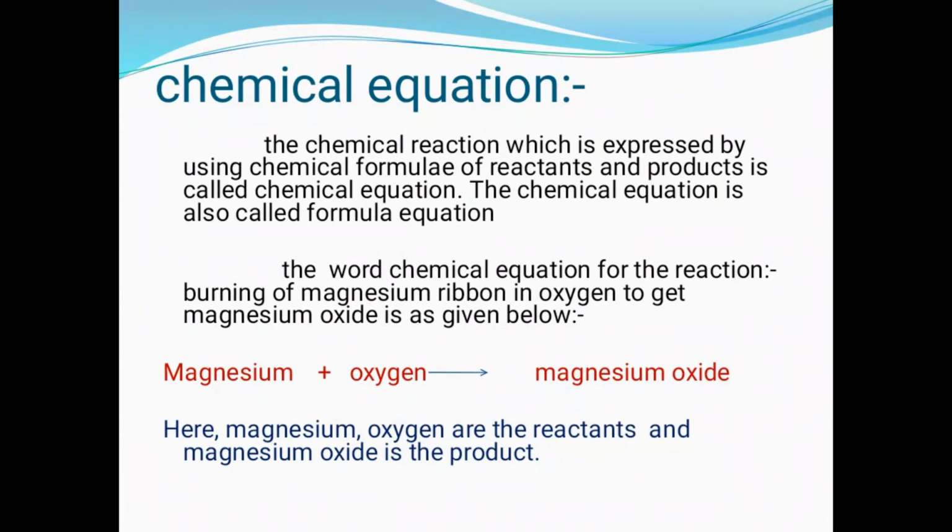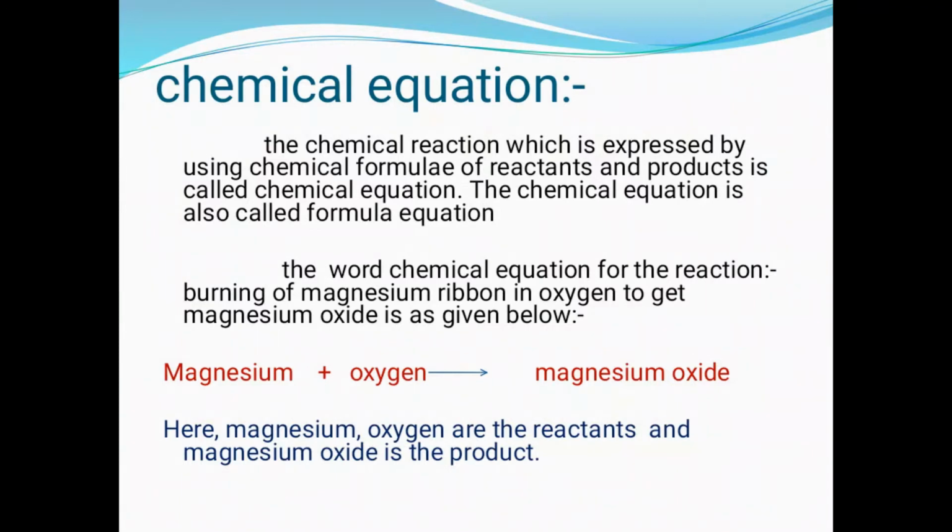A chemical reaction expressed by using the chemical formulas of reactants and products is called a chemical equation. In words, we say that by burning magnesium ribbon in the presence of oxygen, we get magnesium oxide. So in the form of a sentence, we say it like that.